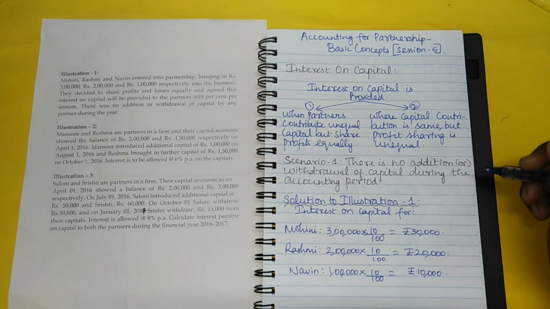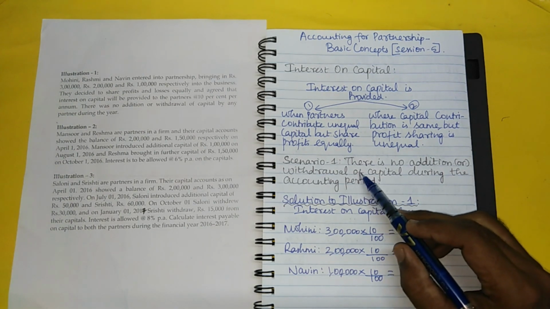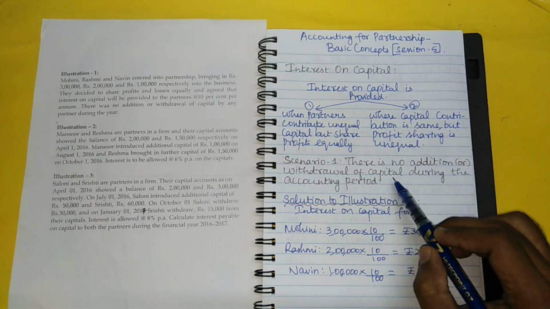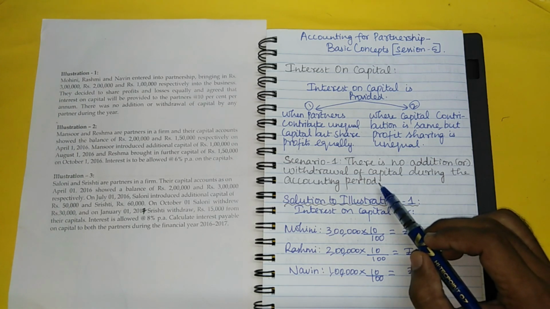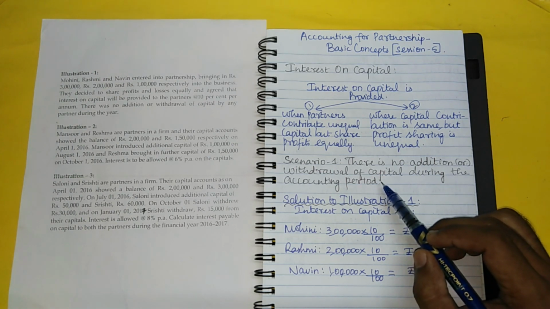There are three scenarios under which interest on capital is calculated. Scenario number 1. When there is no addition or withdrawal of capital during the accounting period. Whenever there is no addition or withdrawal of capital during the accounting period, the interest is to be calculated for the whole year on the amount outstanding at the beginning of the year. So, let me repeat. The interest is to be calculated for the whole year on the amount outstanding at the beginning of the year. Let us have an illustration to understand the calculation of interest on capital when there is no addition or withdrawal of capital during the accounting period.